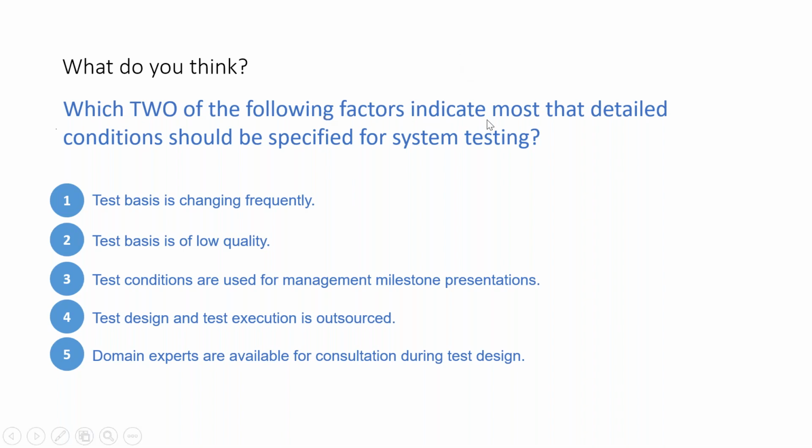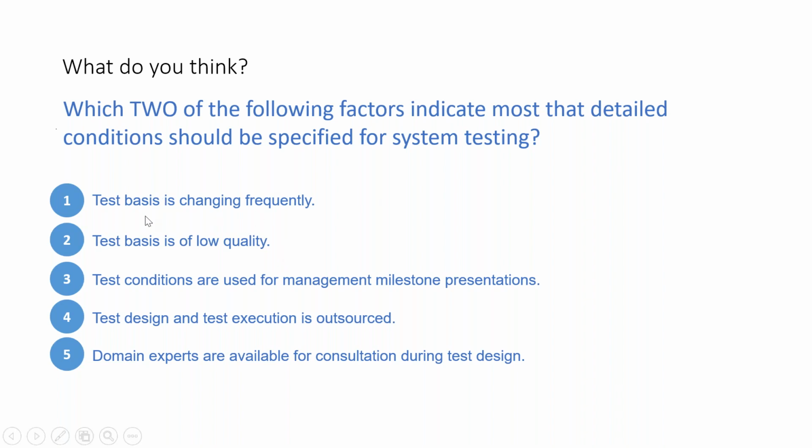Which factors indicate most that detailed test conditions should be specified for system testing? So for system testing, you have decided to go for detailed test conditions. What factors indicate most that detailed conditions should be specified? Based on which factors have you decided to apply detailed test conditions for system testing? That is the question. First, we have to understand the intent of the question: basically, the factors that will drive choosing detailed test conditions. That is the syllabus that we covered, and this question is coming from that. So we have to understand that.